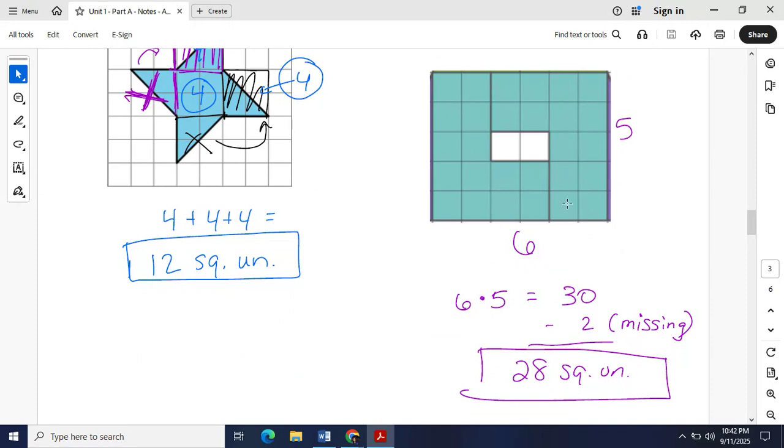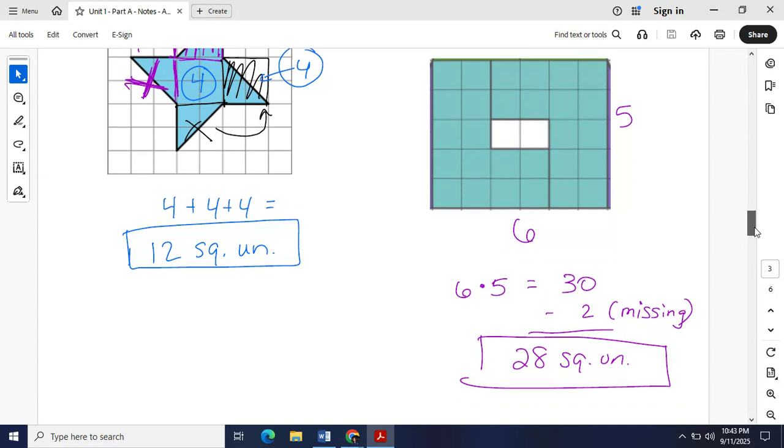Now what I would like you to do is put a little smiley face inside this, so when I come around and check, I could see the little smiley face that you put there. So inside where the 2 missing squares are.